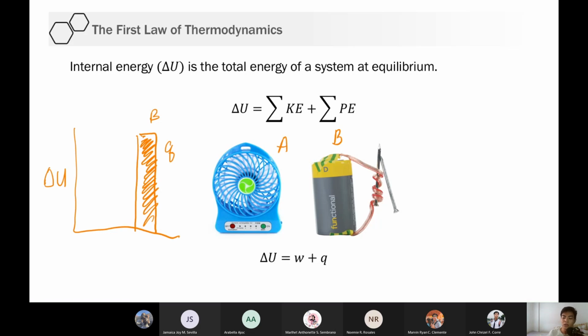Okay? Another way to measure the amount of internal energy in a battery is to use it, no? Use it. For example, put it in that portable fan. So when I place my battery in that portable fan, I actually convert the internal energy into two. I have the heat and I have the work. Okay.